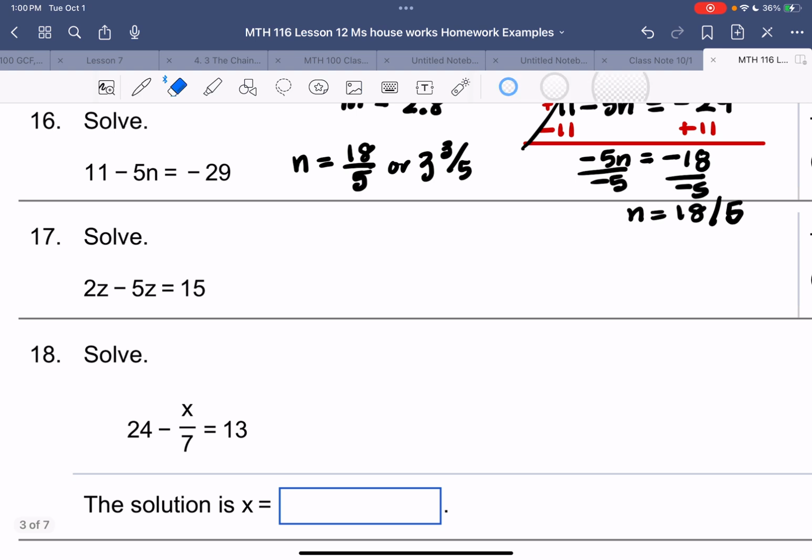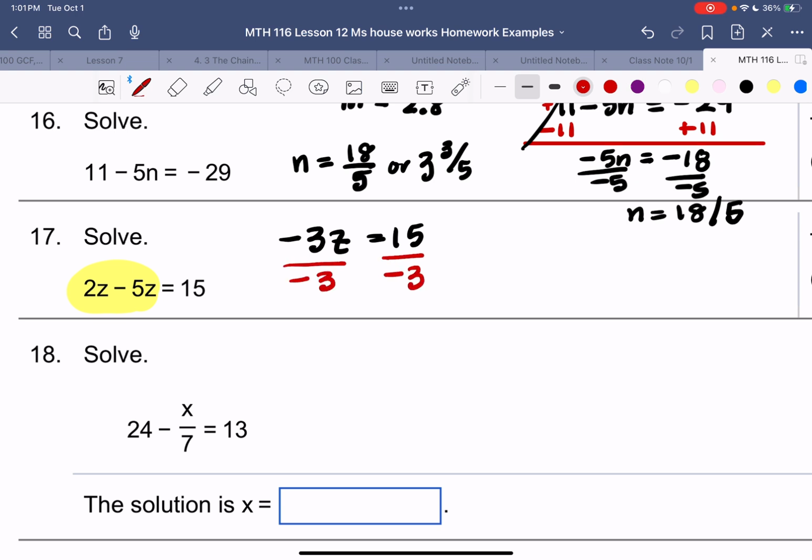Now we got a problem here. It's different. Look, 2z minus 5z. I need to go ahead and subtract those first. Negative 3z is 15. So you don't want to start undoing anything if you have like terms that can be combined. So the first thing I do is combine those. Now I know I just have multiplication, so I'm going to divide both sides by negative 3. And so z is minus 5.